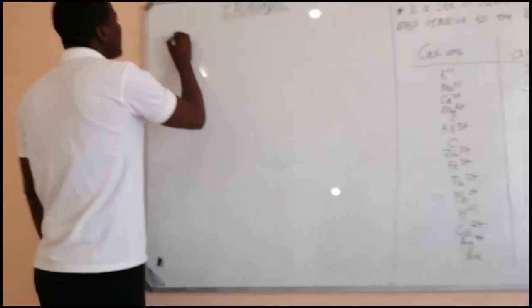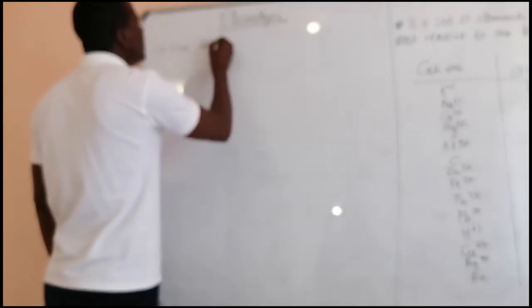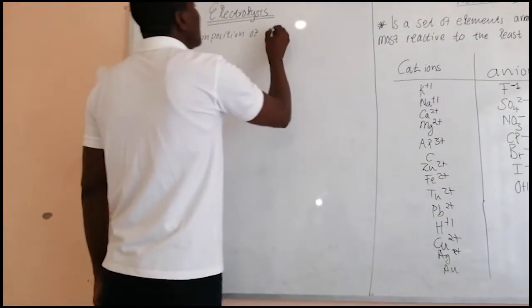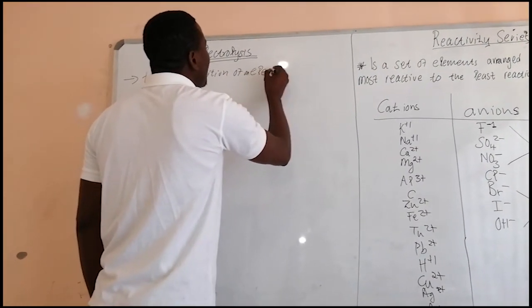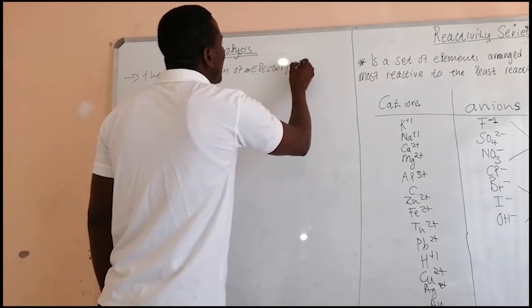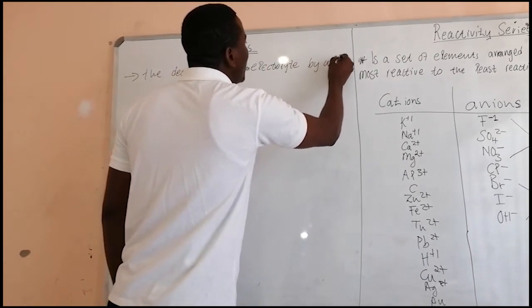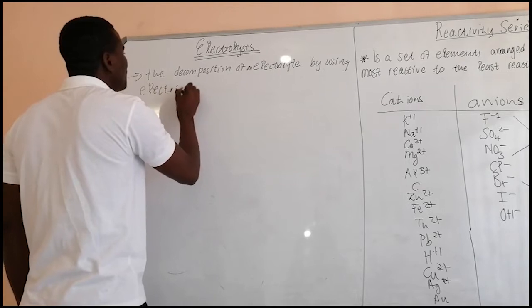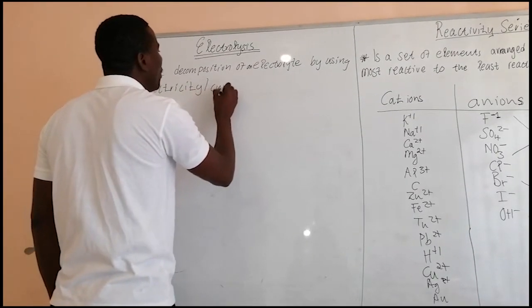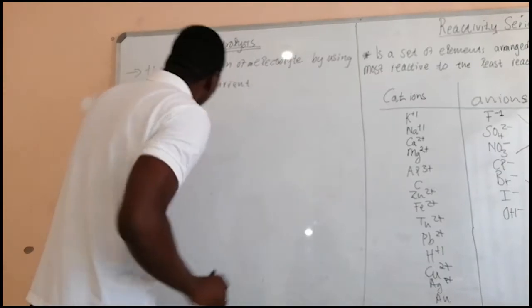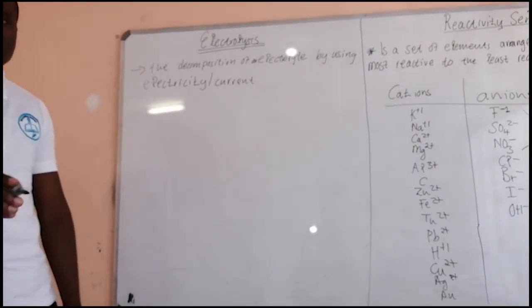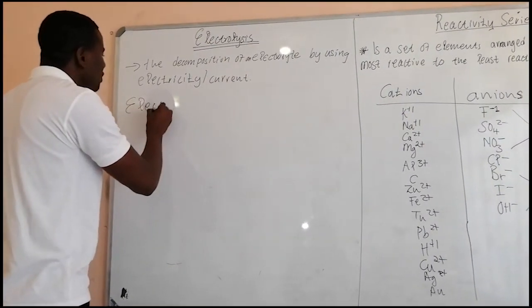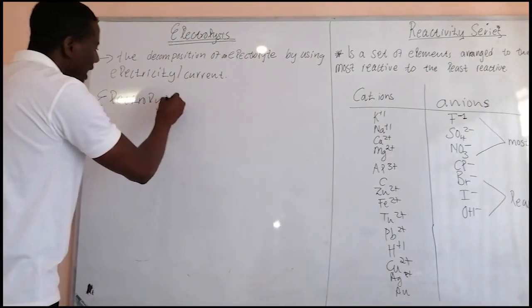Electrolysis is the decomposition of an electrolyte by using electricity or current. And also we said we will talk about what is an electrolyte. So the first thing that we need to define is an electrolyte. What do we mean by an electrolyte?